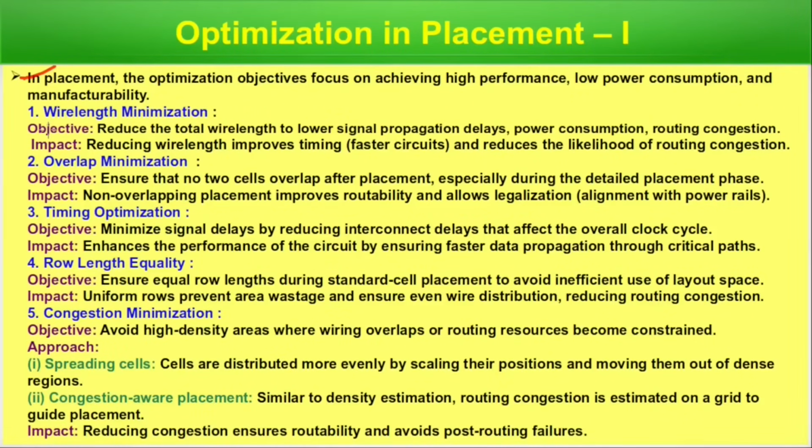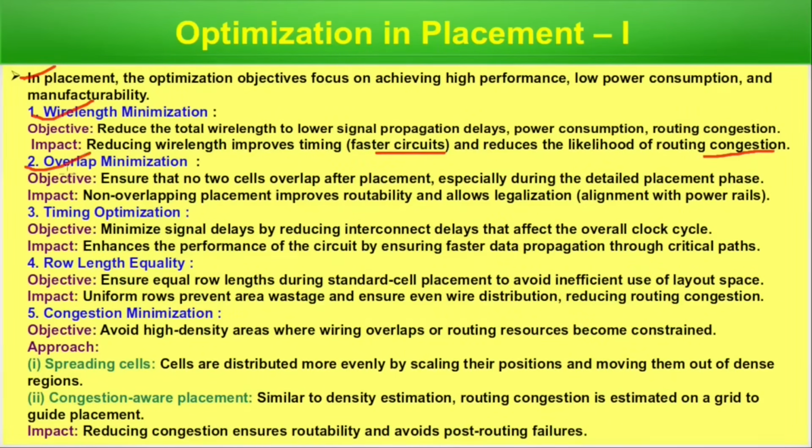Wire length minimization: what is the objective? Reduce the total wire length to lower signal propagation delay, power consumption and routing congestion. More wire means more heat loss. Power is converted into heat, so power consumption is more and that power is not getting used. It's basically loss. With routing congestion, when wire length is more, it will create congestion. Impact: reducing wire length improves timing, that is, a faster circuit, and reduces the likelihood of routing congestion.